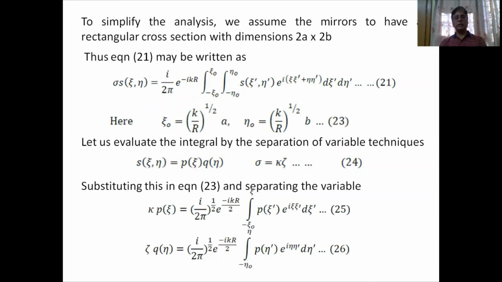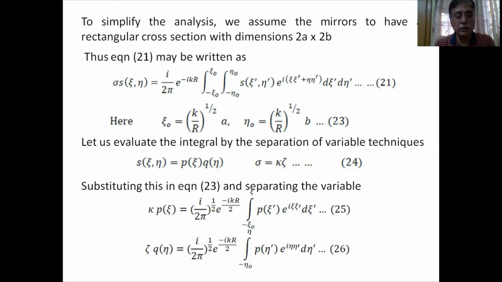So now let us evaluate the integral, this one, by separation of variables. S xi eta can be written as p xi q eta, and sigma is equal to kappa tau. This is by separation of variables. Now substitute this in equation 23. These values we substitute, separating the variables. Now we use this expression 21. So by separating the variable, this can be written as kappa p xi.